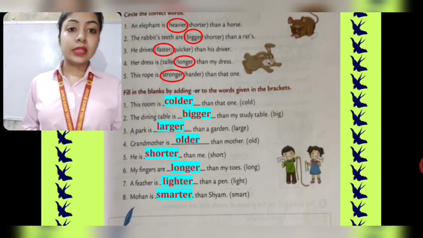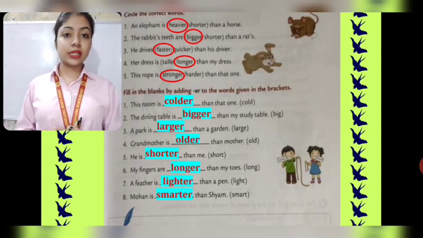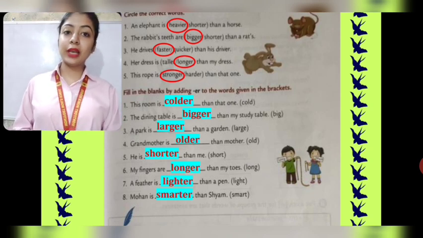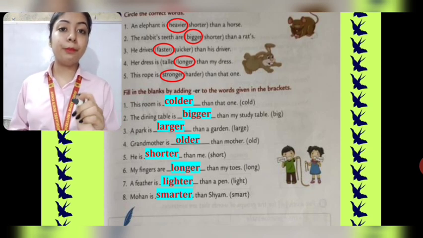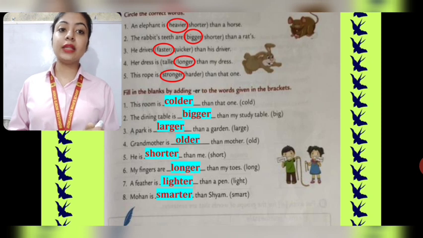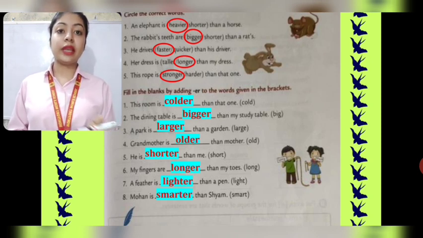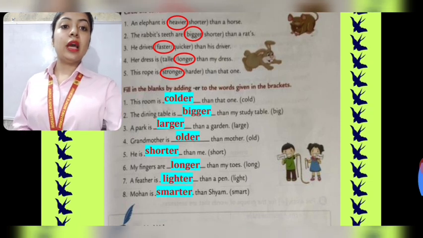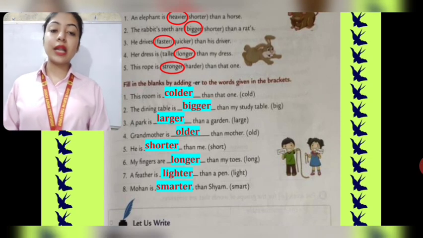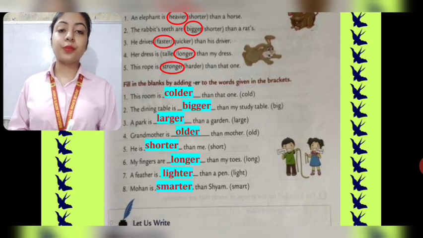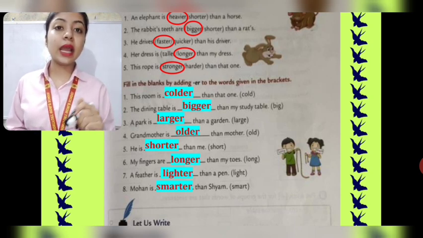Second, the dining table is dash than my study table. In bracket it is big. It will become bigger. Spelling will be of bigger, BIGGER. The dining table is bigger than my study table. Dining table is always bigger than a study table. A park is dash than a garden. Large is given to us. We will make it larger because we have to add ER at the last.